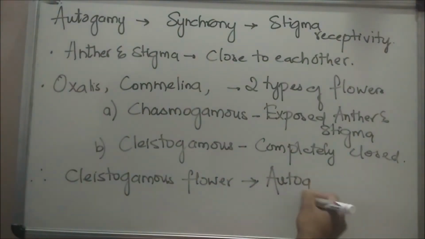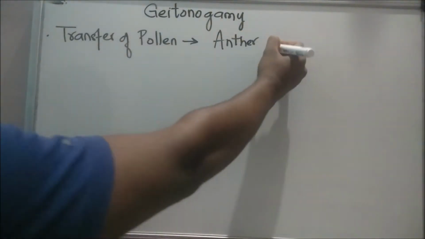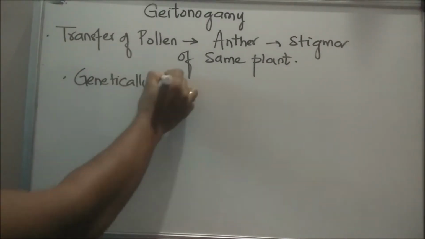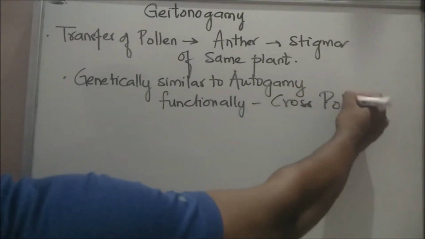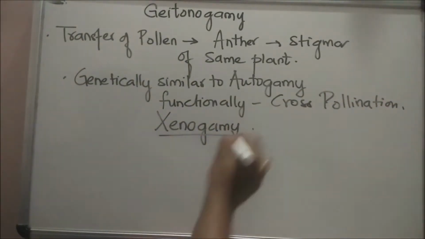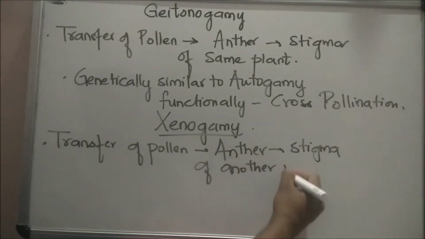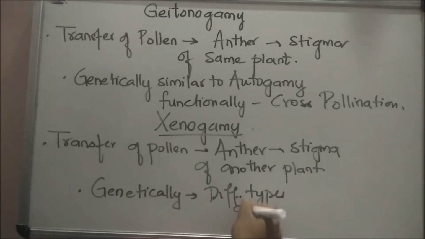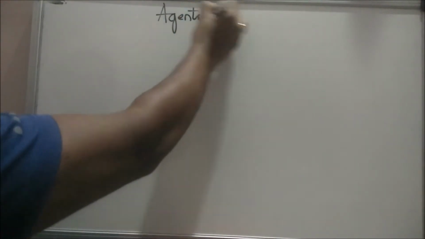Now let's learn about geitonogamy. Transfer of pollen grains from the anther to the stigma of another flower of the same plant is called geitonogamy. It is genetically similar to autogamy, but functionally it is cross-pollination. Now let's learn about xenogamy. Transfer of pollen grains from the anther to the stigma of another, different plant is called xenogamy. It is the only type of pollination which genetically brings different types of pollen grains to the stigma.